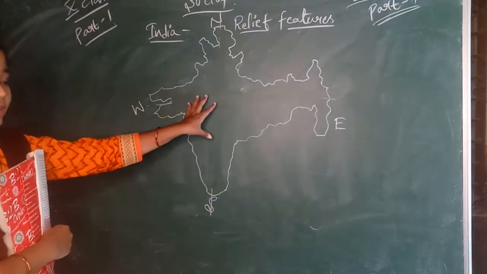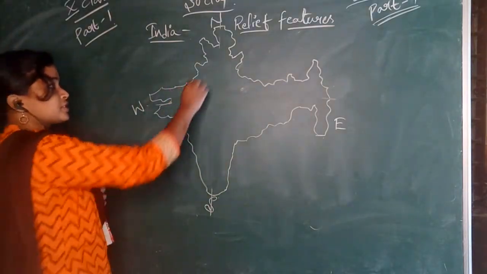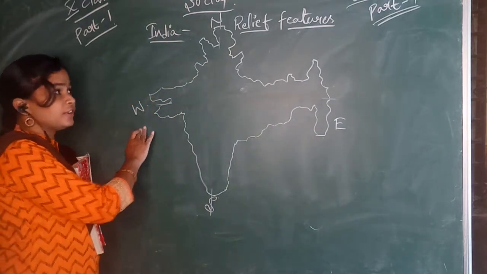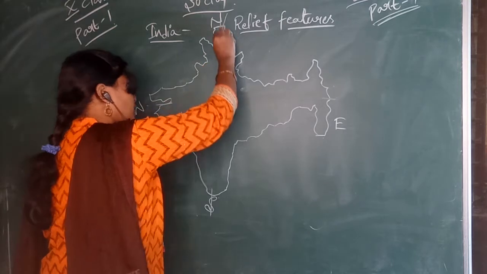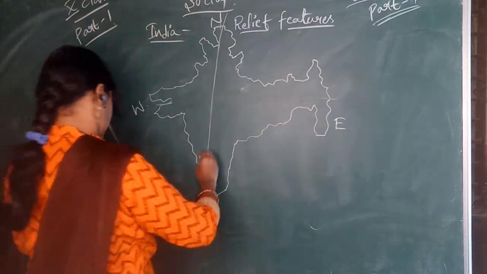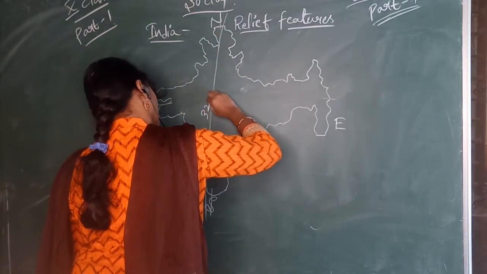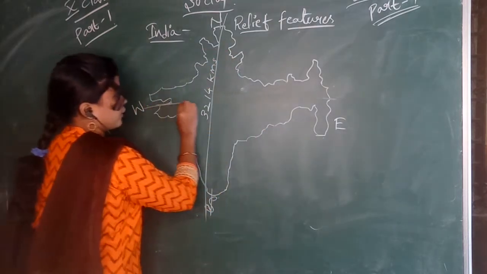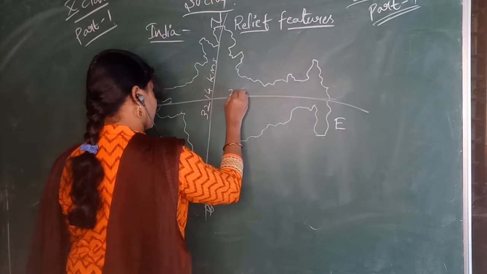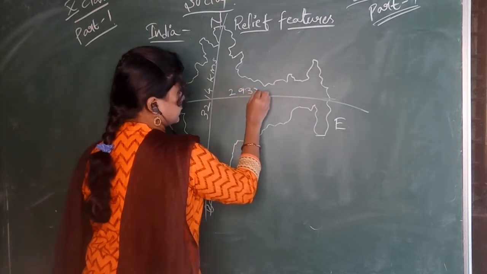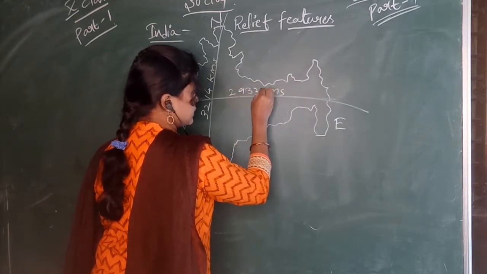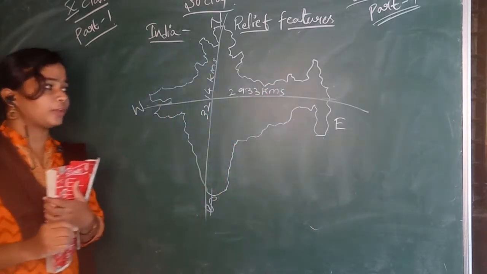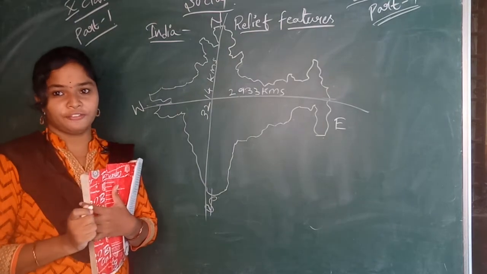So you can see an India map here. Yes, the directions: north, south, east and west. The length from north to south is 3214 kilometers, children. Okay, from west to east is 2933 kilometers.